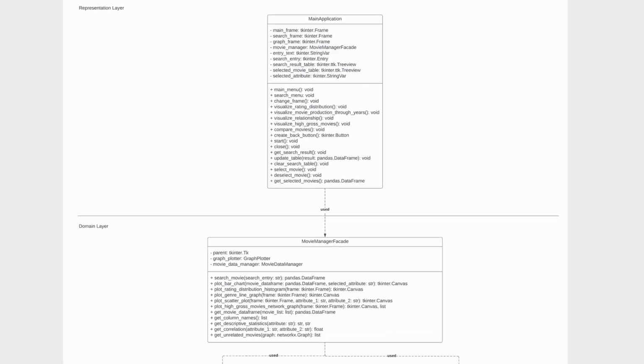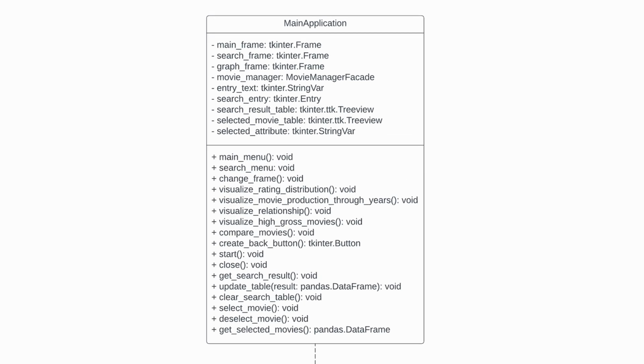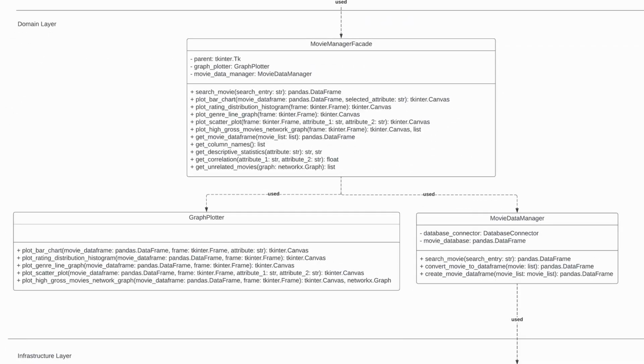I use layer architecture to design my program. In the representation layer, there is a main application class that is responsible for displaying the GUI to the users and also interacting with the users. In the domain layer, there are three classes. The first one is the Movie Manager Facade, which is a class that uses a facade pattern to make it easier for accessibility to the domain layer.